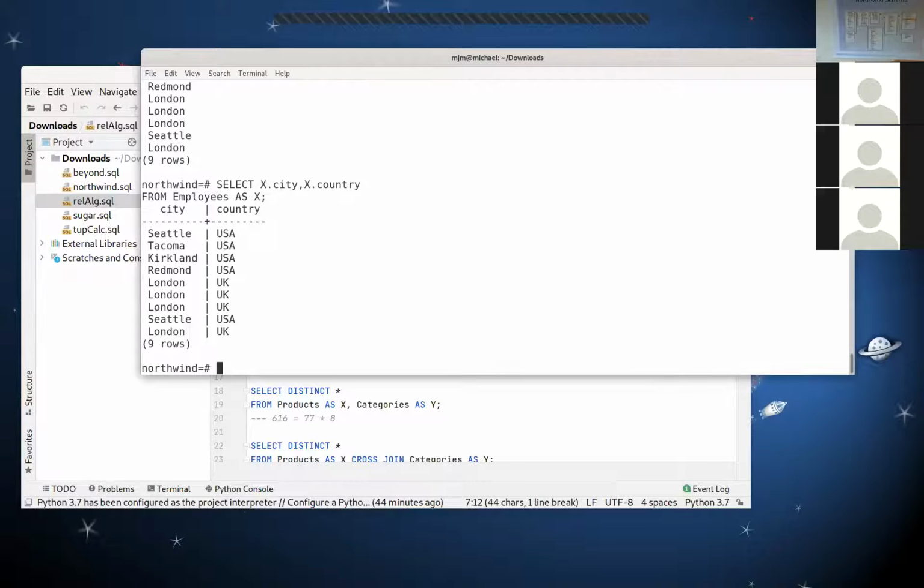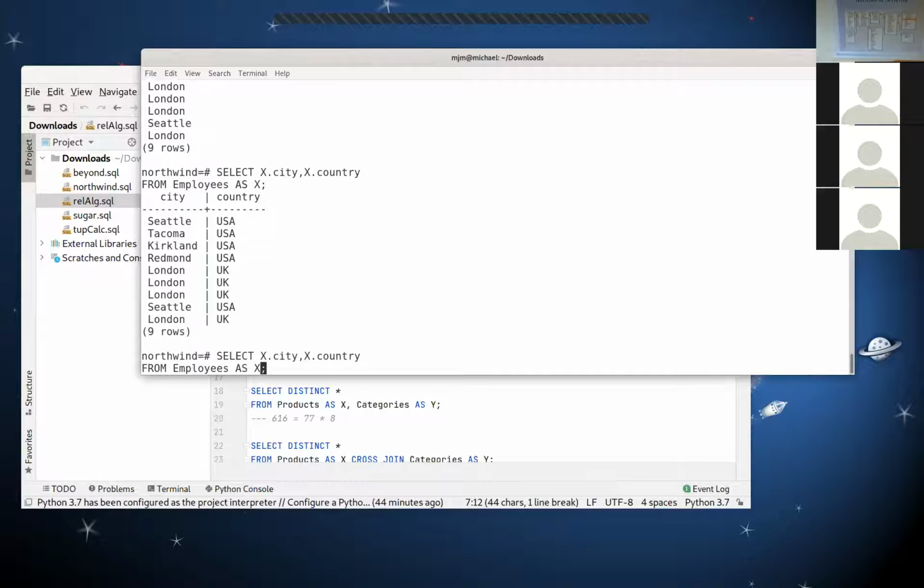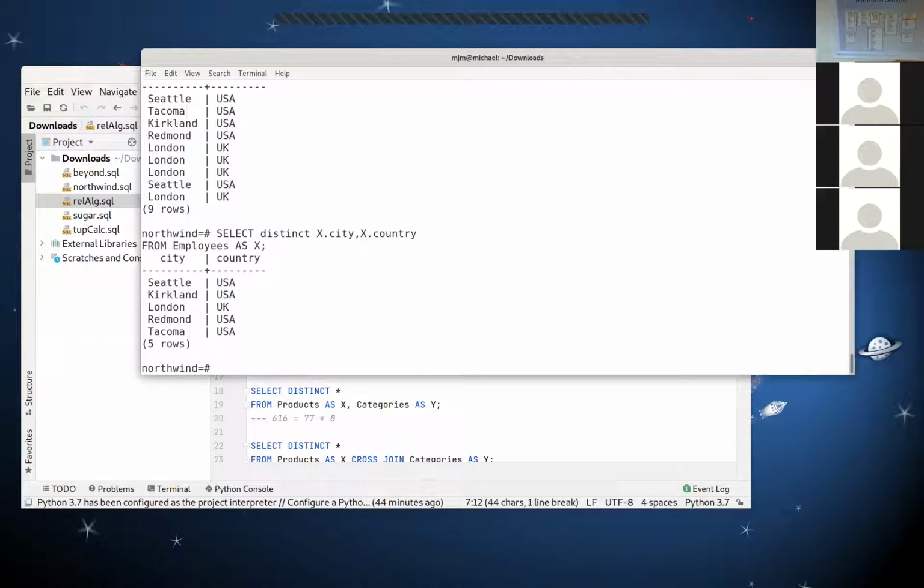There we are. That's the projection of two attributes, right? Of course, let's get back to set semantics. And there we are. So the distinct covers all the combinations. It's not just over a single attribute, but over the pair of attributes there. That just showed us that we can do projection.